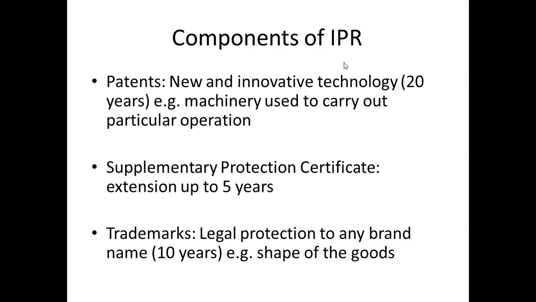In addition to this 20 years, there is also another process, that is the supplementary protection certificate, which is issued, which can give an extension up to 5 years. Suppose 20 years are over, and you feel that whatever machine you have invented will again have good scope in future. So you can extend that license for the next 5 years. So on the basis of extension, it can be renewed for the next 5 years.